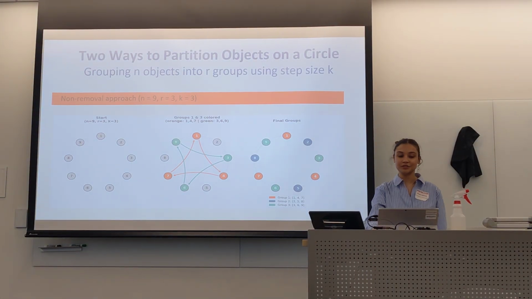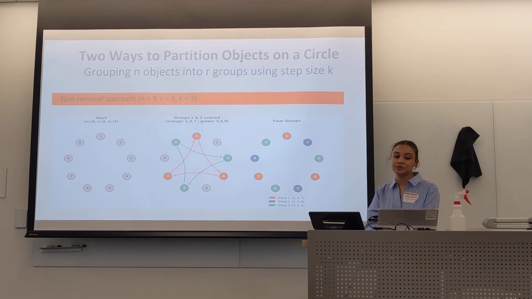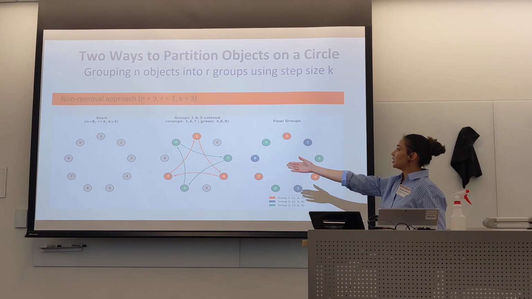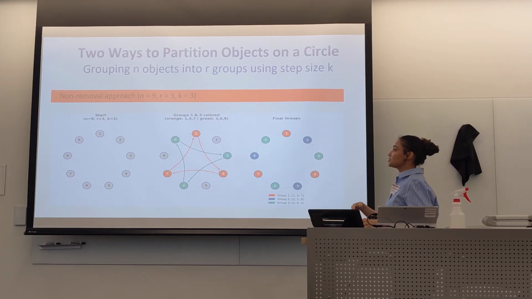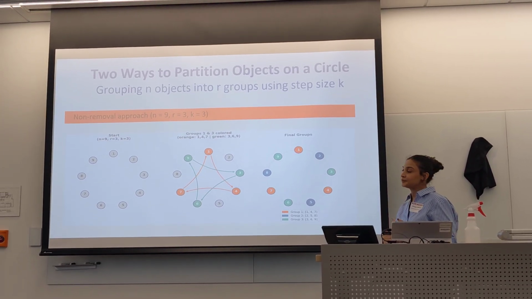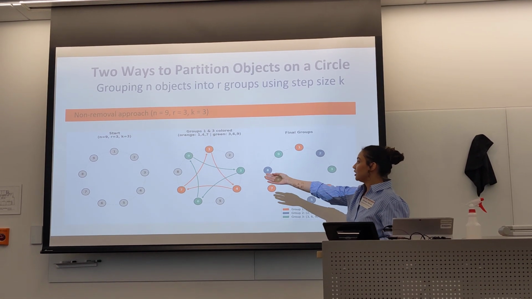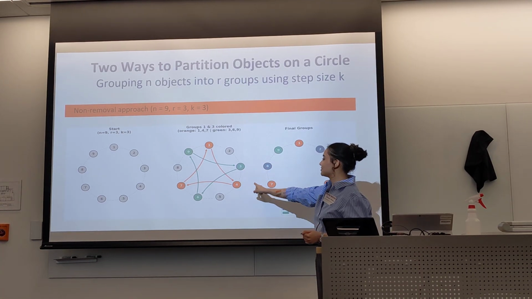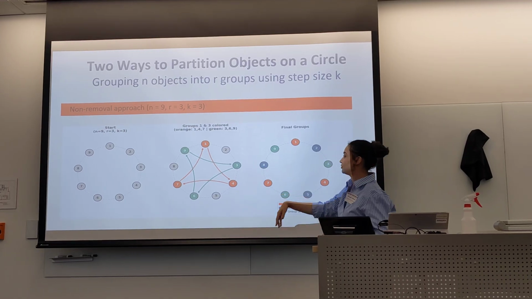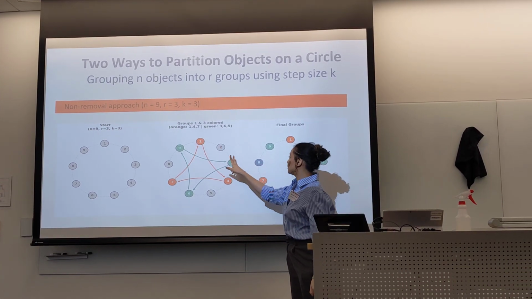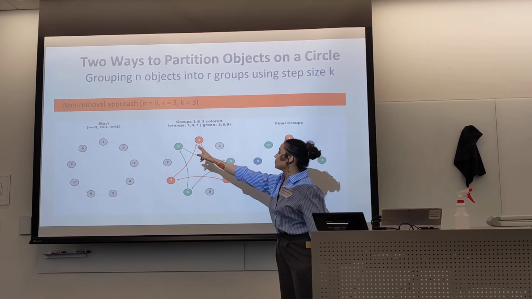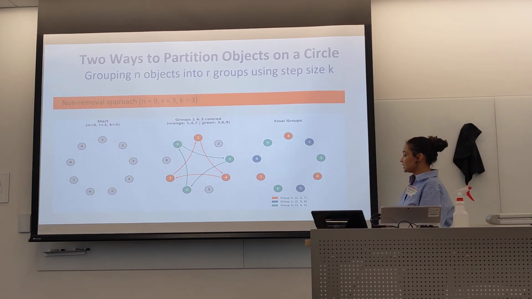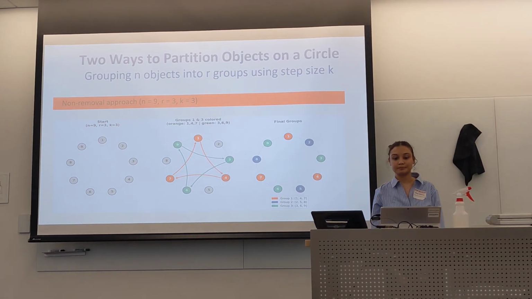So, let's delve into that. Our non-removal approach: say we have 9 objects, and we want to put them in 3 groups using step size k. We put the first one in red, then green, and then gray. So we go 1, 2, 3, 1, 2, 3, 1, 2, 3, and so on, until we have 3 different groups labeled differently, and each of them has 3 objects in them.